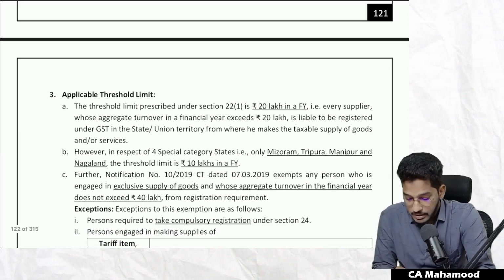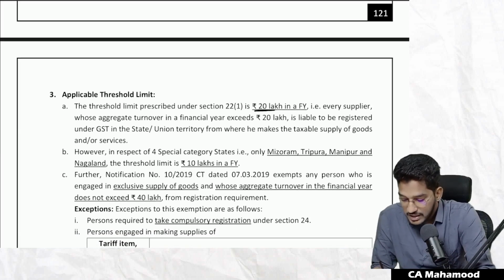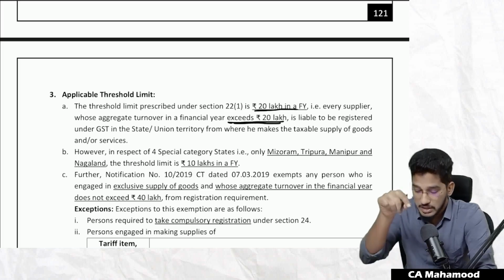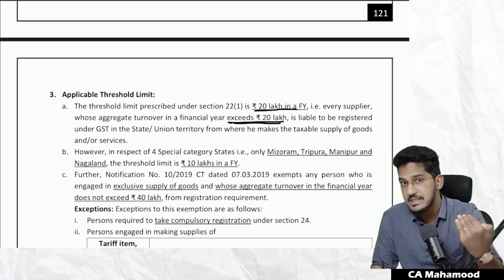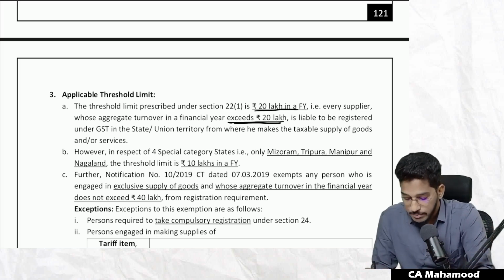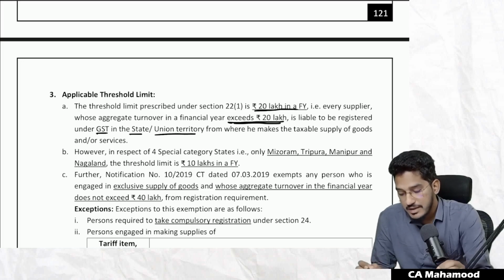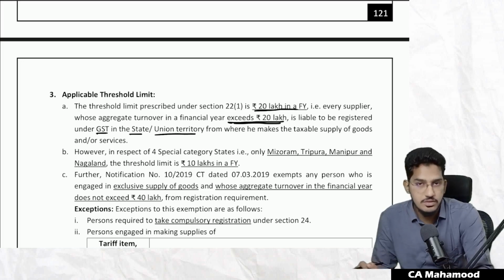The threshold limit prescribed under section 22 subsection 1 is 20 lakhs in a financial year. That is, every supplier whose aggregate turnover in a financial year exceeds 20 lakh rupees. What is the limit, guys? 20 lakh rupees. If it exceeds 20 lakh rupees, he is liable to be registered under GST in the respective state or union territory from where he makes a taxable supply of goods and or services.